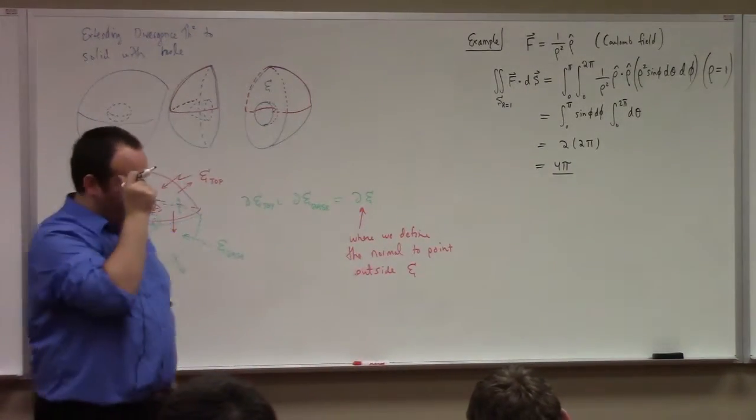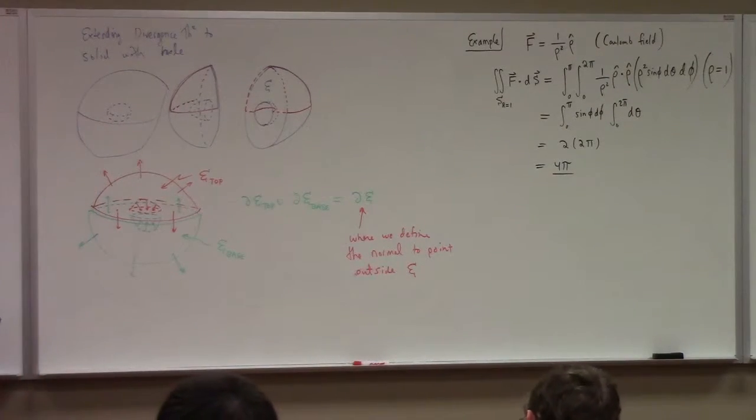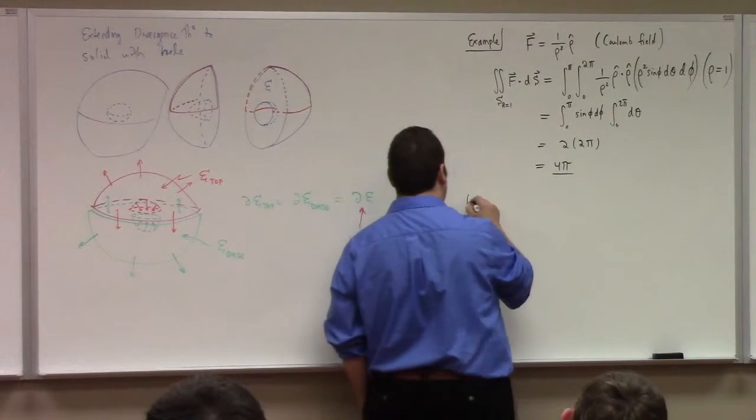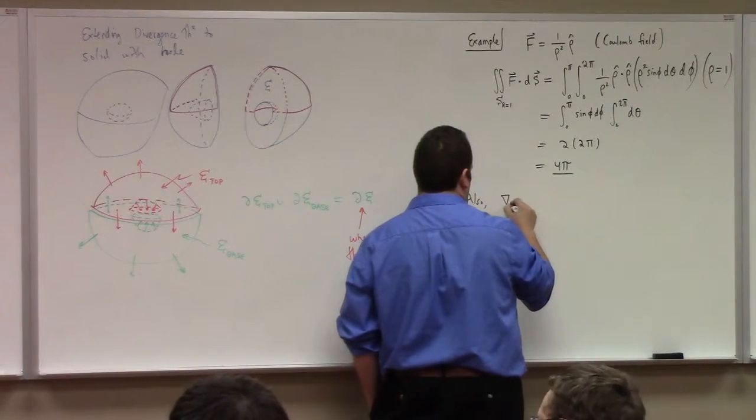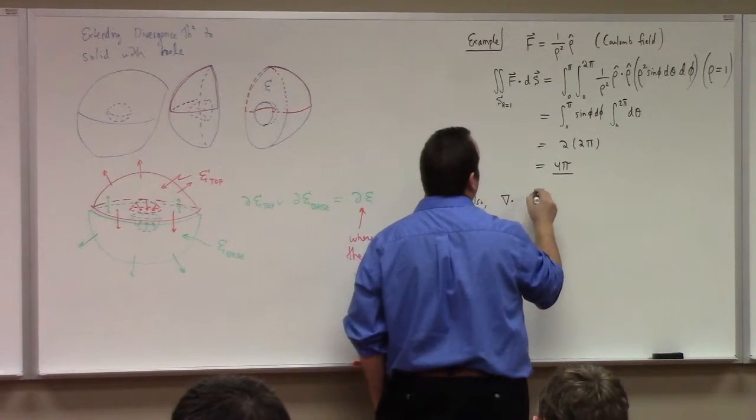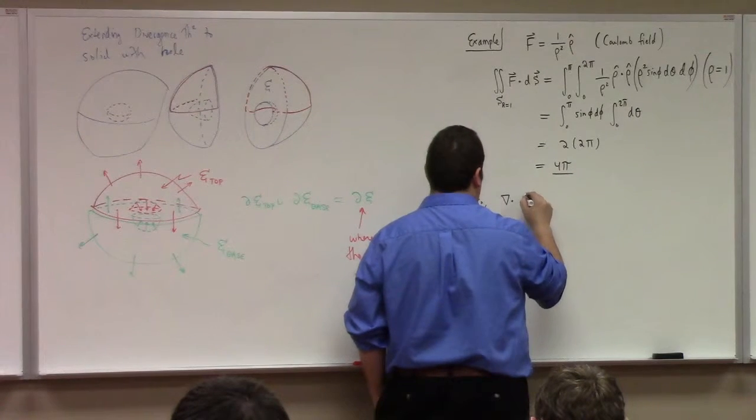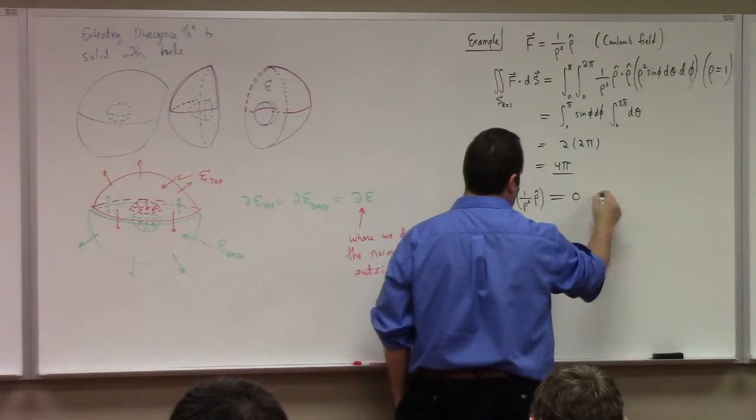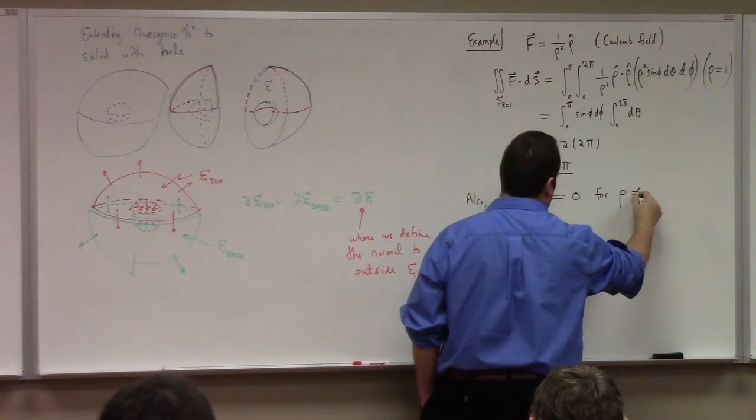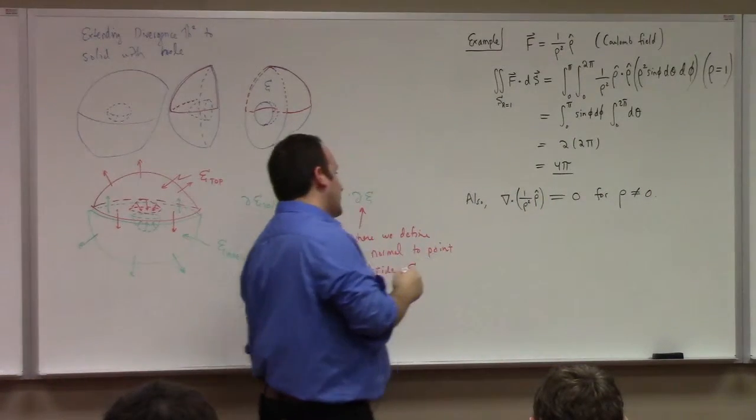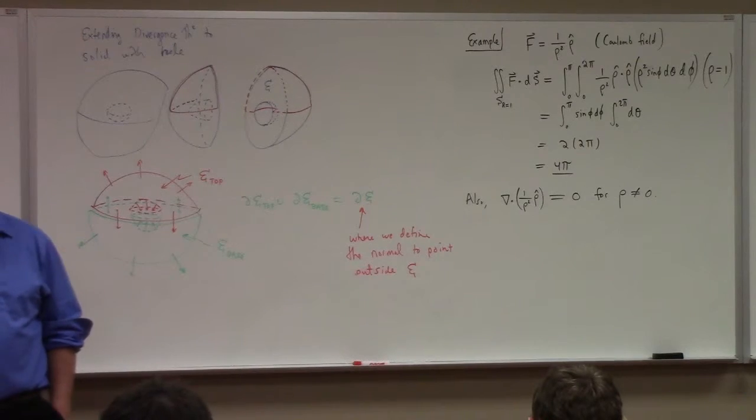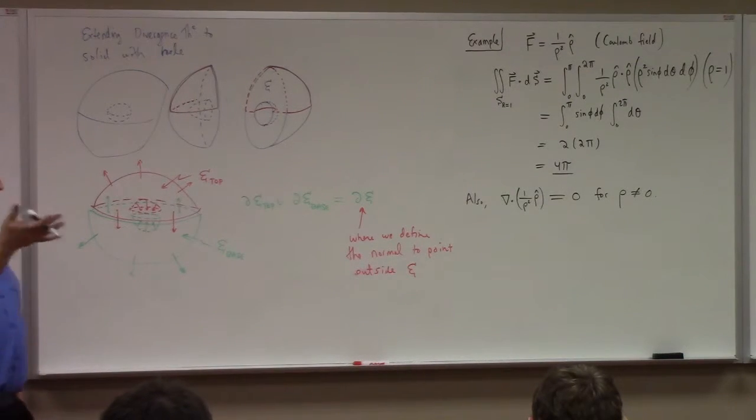We have also worked out that the divergence of this vector field is 0. The divergence of 1 over rho squared rho hat is equal to 0 for rho not equal to 0. Not an entirely trivial calculation, but it's one we can do. All right?